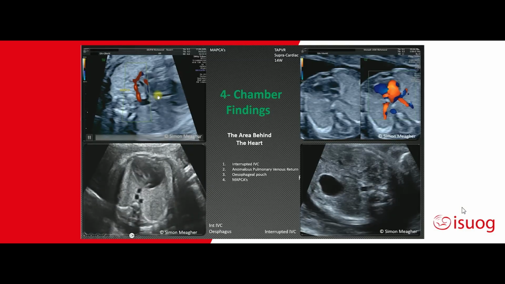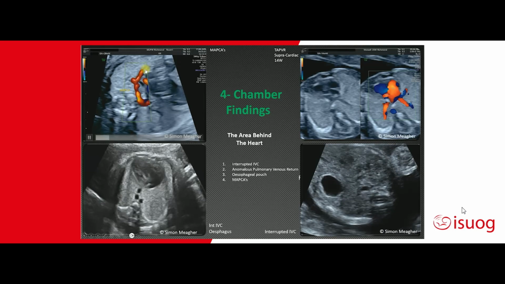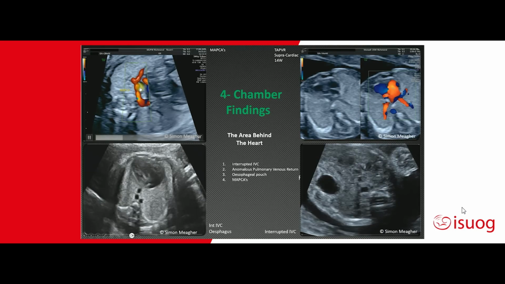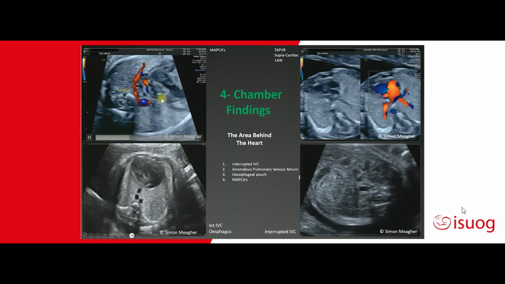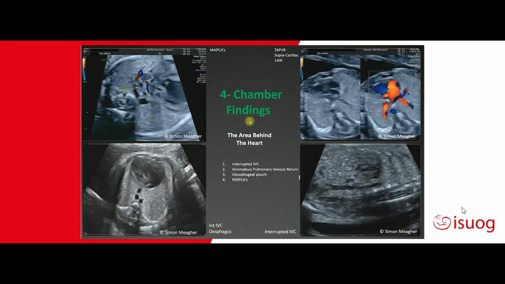And then lastly, on a four-chamber view of the heart with color Doppler, this is the descending aorta, and you can see multiple arterial pulmonary collaterals, and this is the view you look for them, seen in pulmonary atresia with intact ventricular septum. So that's the key abnormalities that you would pick up behind the heart.